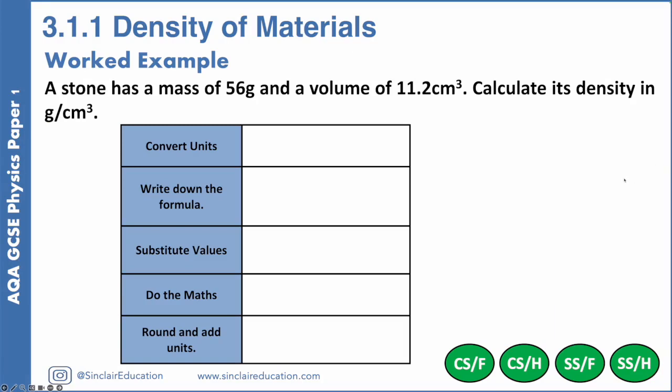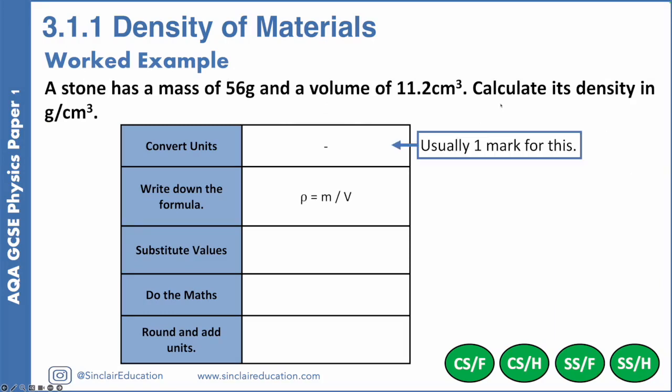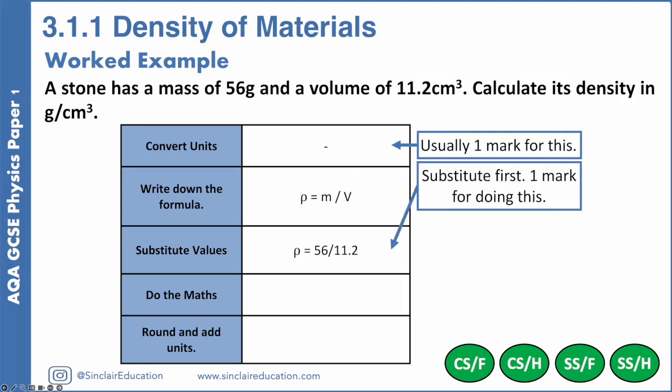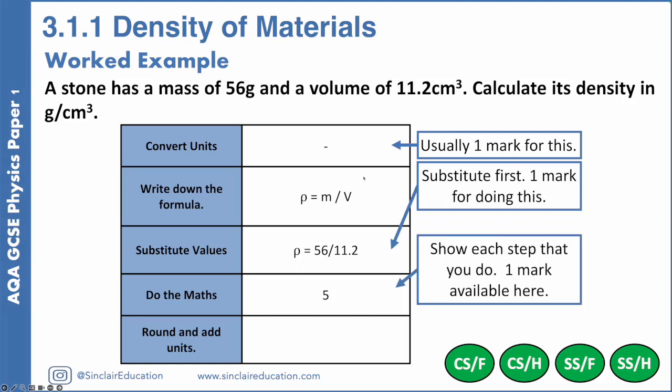In this question then, we've got a mass of 56 grams. That does not need to be converted, nor does the 11.2 centimetres. We're going to write down our formula. I've used the symbols here, but it's density is equal to mass divided by volume, and we're going to substitute it in. So here it'll be our mass of 56 divided by 11.2, and we're going to round this to just 5. So show every step that you're doing here. So in this case, if I add my units on top, it's going to be 5 grams per centimetre cubed.